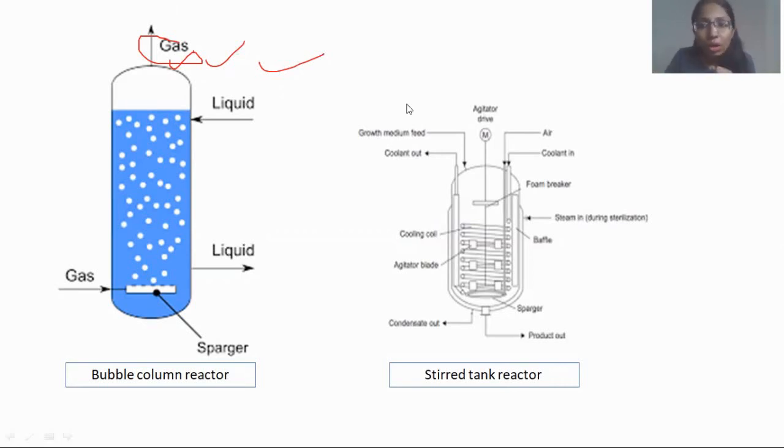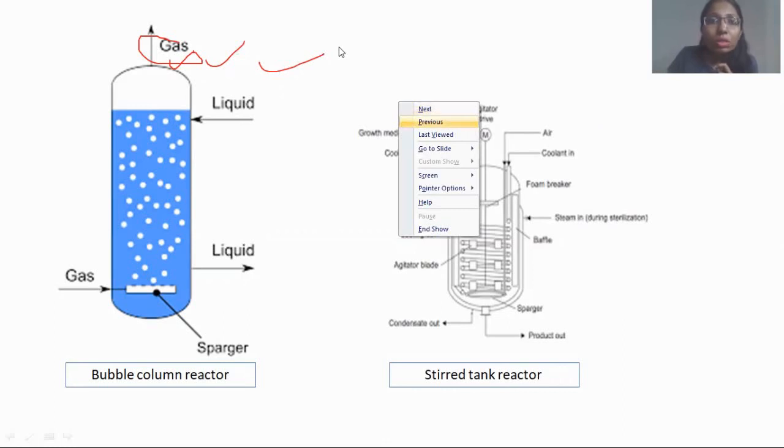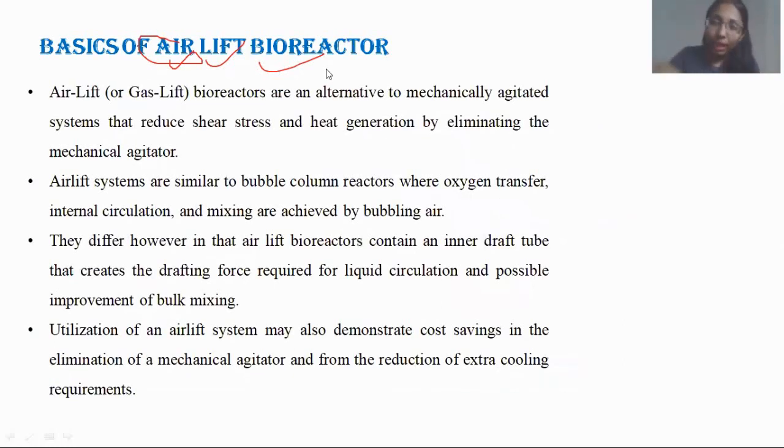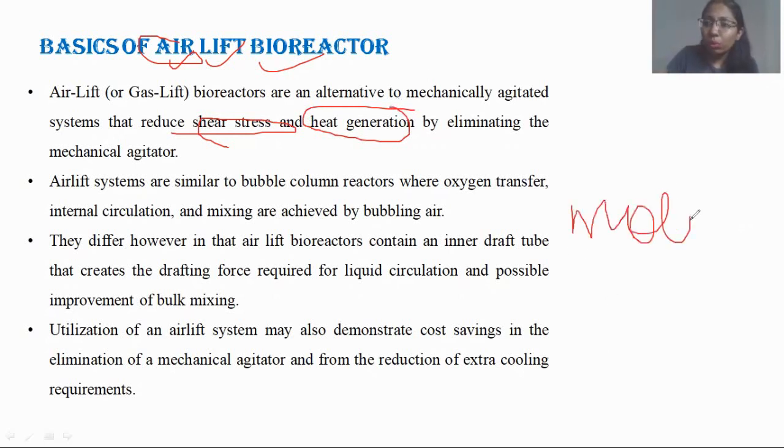So what you are going to do then is use the air-lift bioreactor, because in that no mechanical stirring is taking place. How, we are going to see in the next slide, but let's understand the basic concepts first. There is no mechanical mixing taking place. That means shear stress is reduced, and there is no heat generation. Why no heat generation? Because mixing by a motor leads to heat generation. That's why you can use the airlift for those products which require less heat formation.